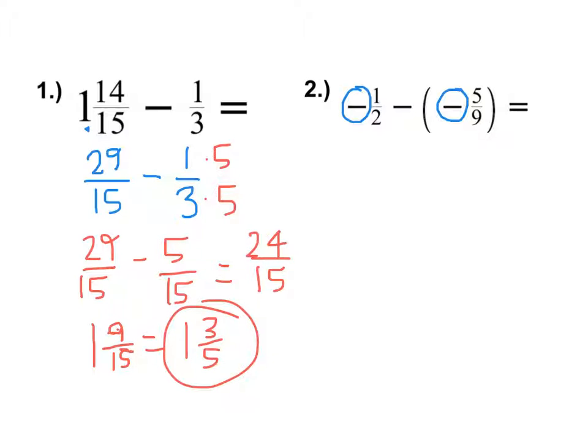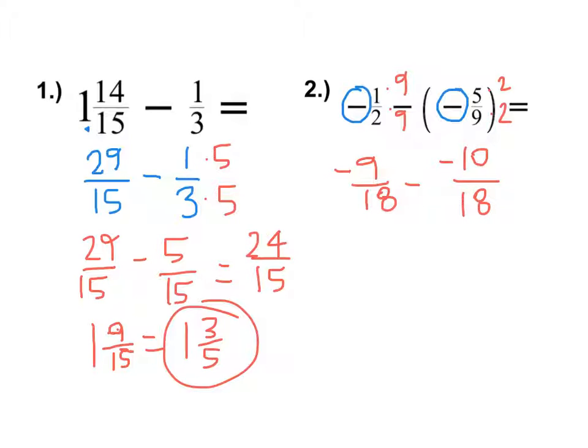For the second problem, there aren't any mixed numbers, so I can proceed straight to the next step, finding a common denominator. With 2 and 9, the least common denominator is going to be 18. So I'm going to start by taking the first fraction and multiplying top and bottom by 9, and then the second fraction I'll multiply top and bottom by 2. So I will end up with negative 9 over 18, subtract negative 10 over 18.